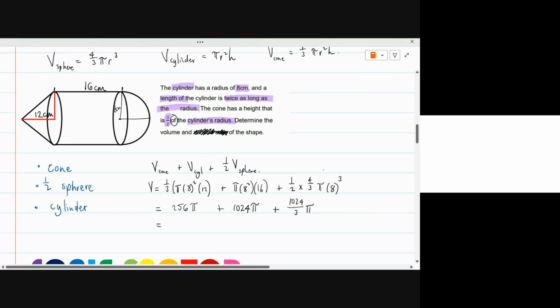Equals. Okay, 256 plus 1024 plus 1024/3 equals 4864/3 pi. Multiply all of that by pi is equal to 5093,57. Okay.